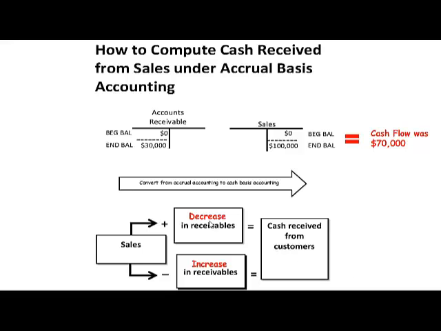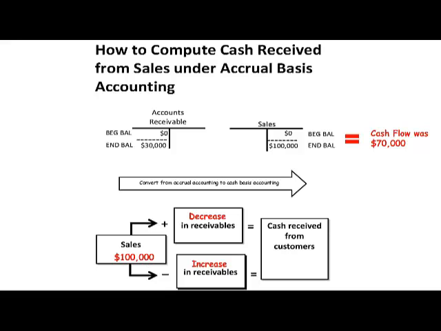So what you see right here is I have labeled my boxes: decrease in receivables on the top box, increase in receivables on the bottom box. So if you keep this formula or this table consistent, you're not going to have any trouble doing a conversion. Now let's do this conversion as an example. Okay, the first thing I know is I have $100,000 in sales, so I'm going to enter that into the sales box.